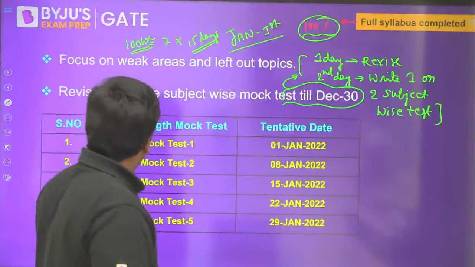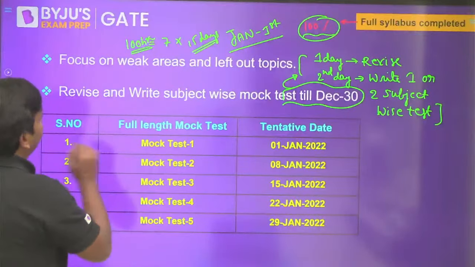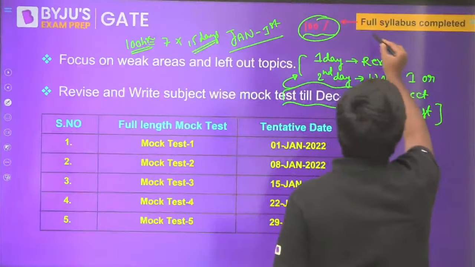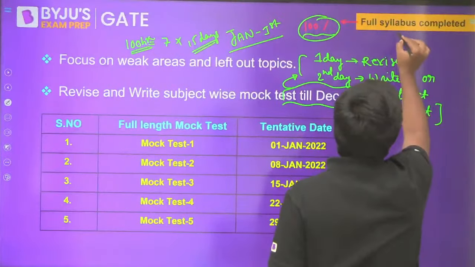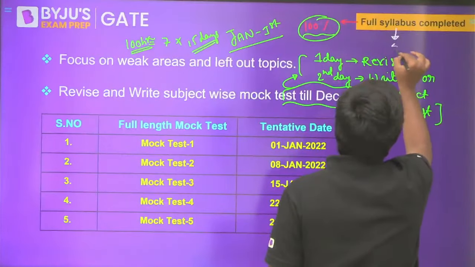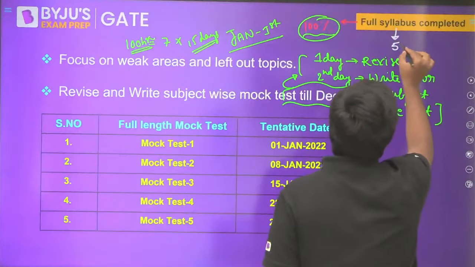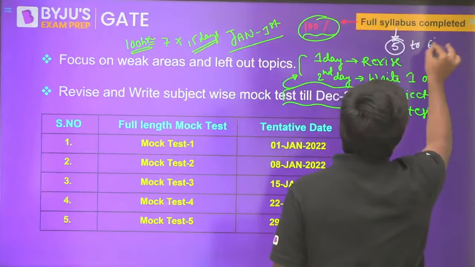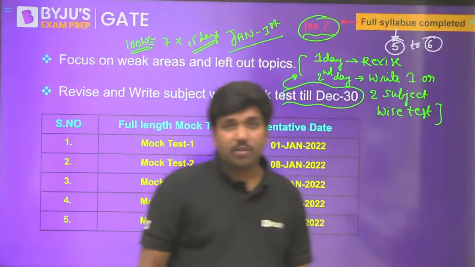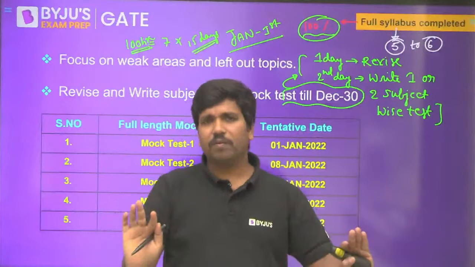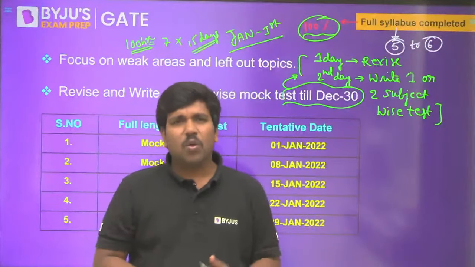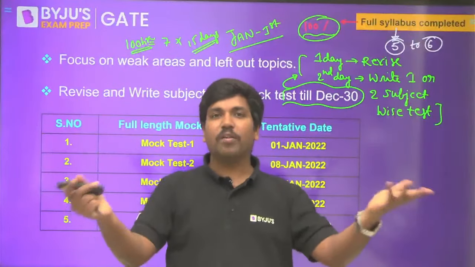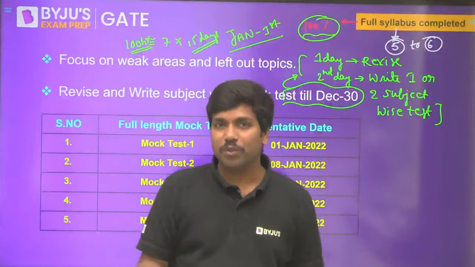Please see here the very first mock test, because I personally believe that the students who have completed the full syllabus by this point of time need to write mock tests. So minimum 5 tests you have to write, and if possible you can go to a 6th mock test also. 5 to 6 mock tests are more than sufficient. Many people say you have to write as many as possible. Not required. Why write as many as possible and get a lot of confusion, right?